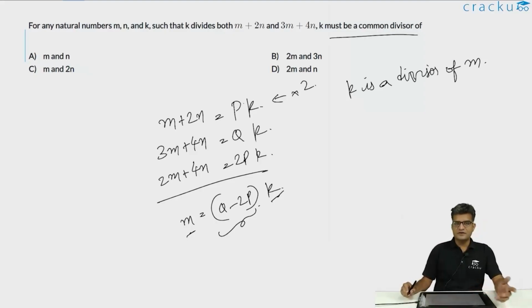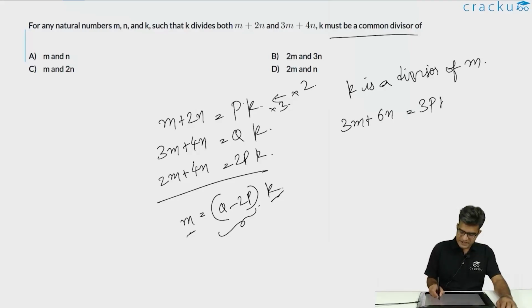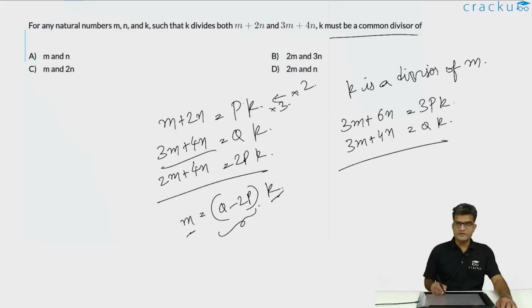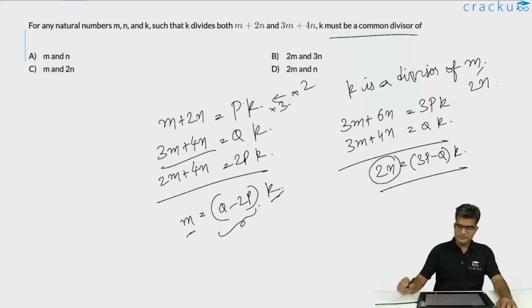Let us try to calculate the value of N. If you are looking at the value of N, let us multiply this one with 3. So we are going to get 3M plus 6N is equal to 3PK, and this one is 3M plus 4N is equal to QK. If you subtract one from the other, we are going to get 2N is equal to 3P minus Q into K. So again we can say that K is also a divisor of 2N. We can't say that K is a divisor of N, but we know that K will divide 2N. So we can say for sure that K has to be a common divisor of both M and 2N, which is option C.